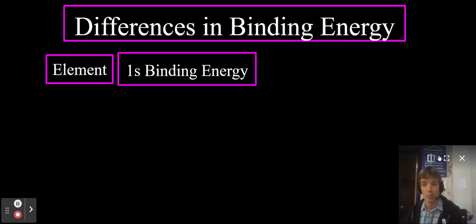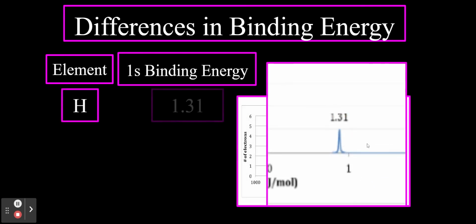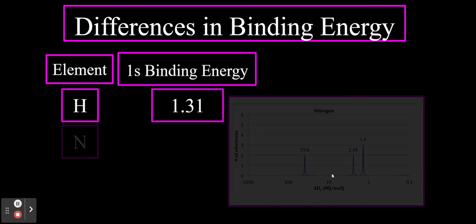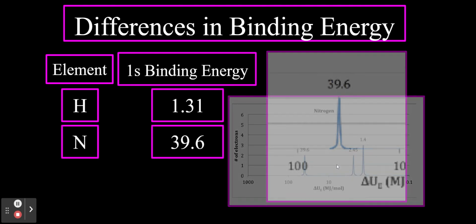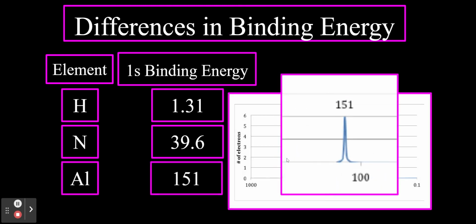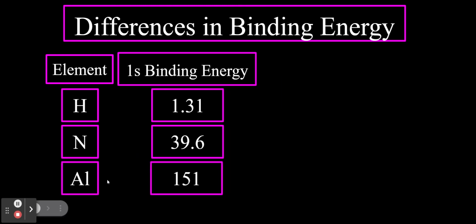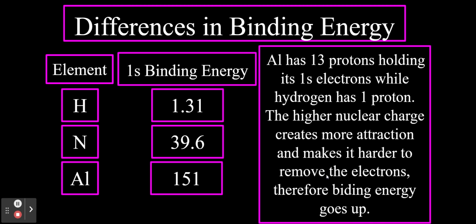So let's look at it in a little more depth. For hydrogen, here's that peak. It's at 1.31. For nitrogen, the peak's at 39.6. And for aluminum, it's 151. Well, the reason is that aluminum has 13 protons holding those inner 1s electrons, and hydrogen only has one. Therefore, it says bidding. It should be binding. It's harder to take electrons from aluminum than it is from hydrogen.